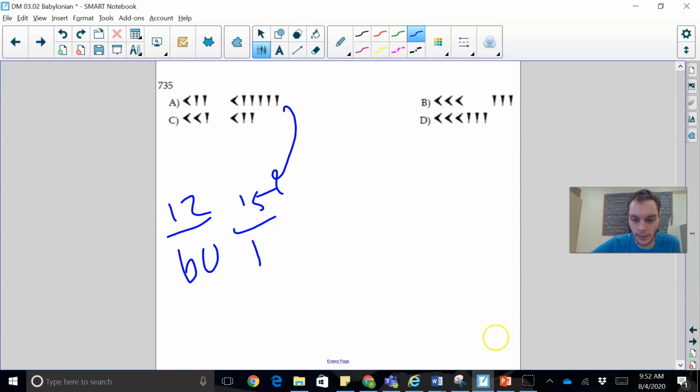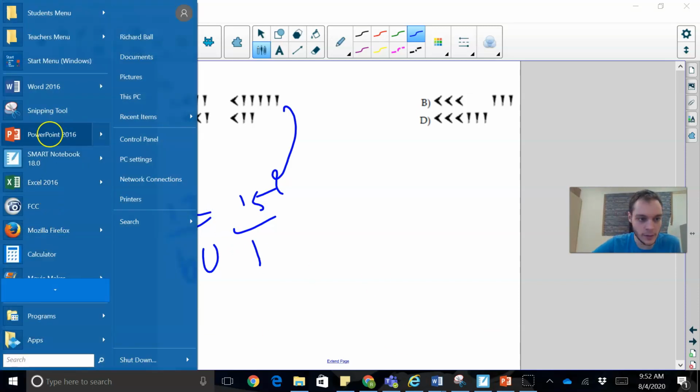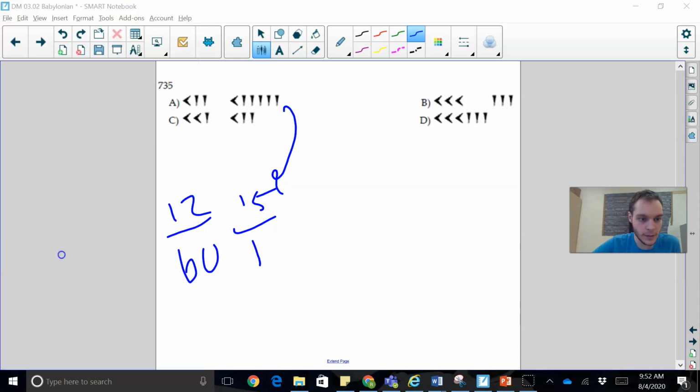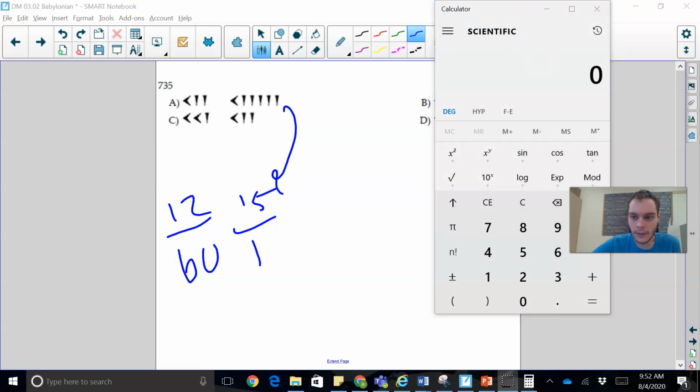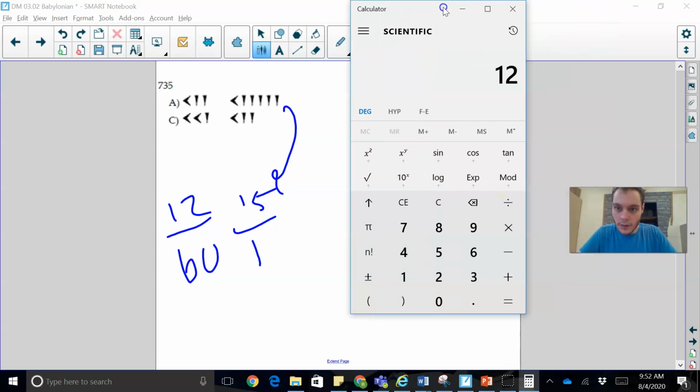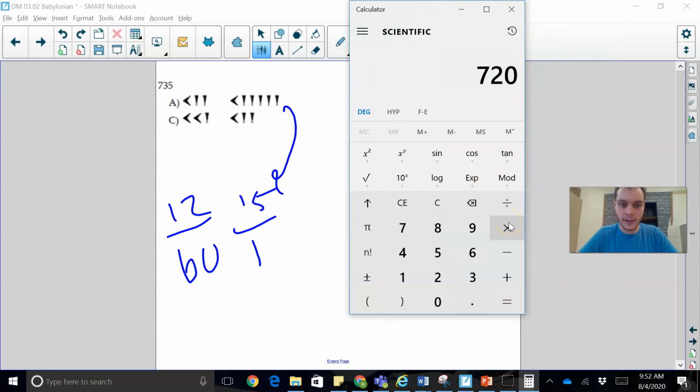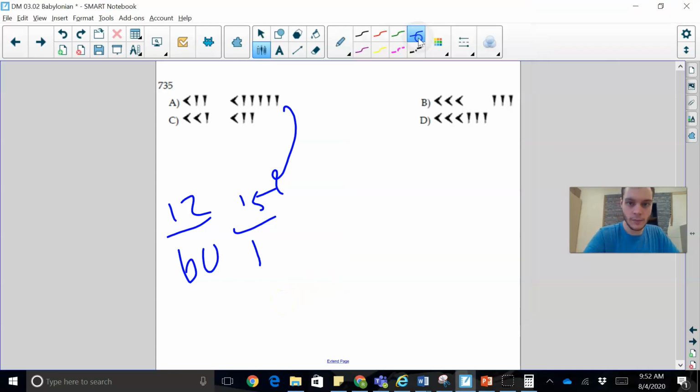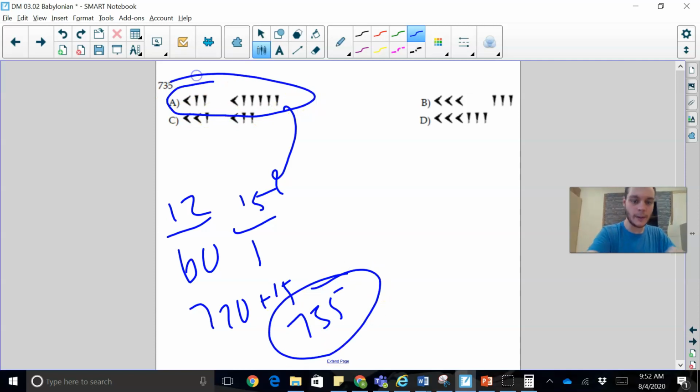Okay, so let me get my calculator now. Okay, so got my calculator. So now if I do this, we have 12 times 60, 720. Plus 15 is actually 735. So it turns out actually this is also A as well. Okay, but again, if it wasn't A, you could go to work B, and C, and then D, until you got the answer you needed.